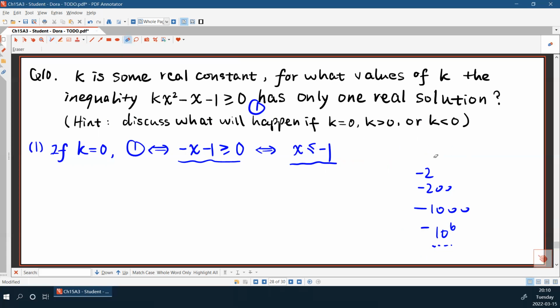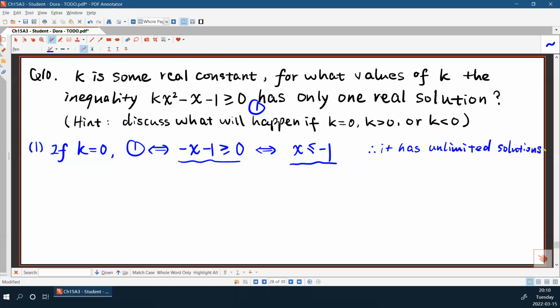That's obviously contradictory to the expression in the question, right? Because the question states that the inequality has only one real solution. Therefore, when k is 0, it has unlimited solutions. This apparently does not coincide with what the question states. So k cannot be 0.